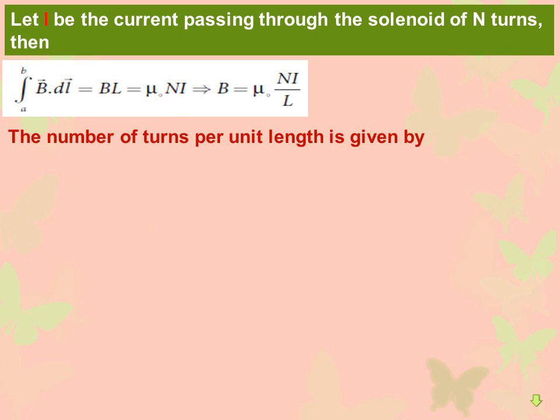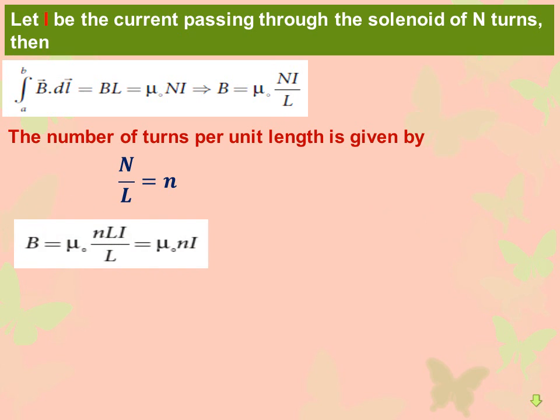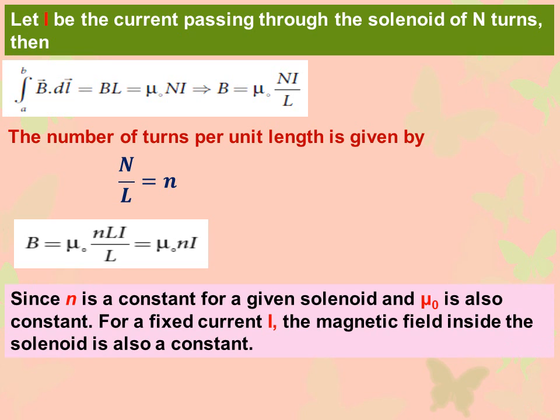The number of turns per unit length is given by N by L equal to small n. Substituting small n in this equation instead of capital N by L, you have B equal to mu naught small n L i divided by L, or mu naught small n into i. Since n is a constant for a given solenoid and mu naught is also a constant, for a fixed current i the magnetic field inside the solenoid is also a constant.